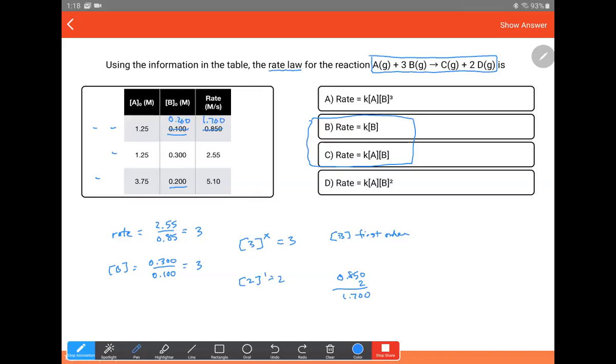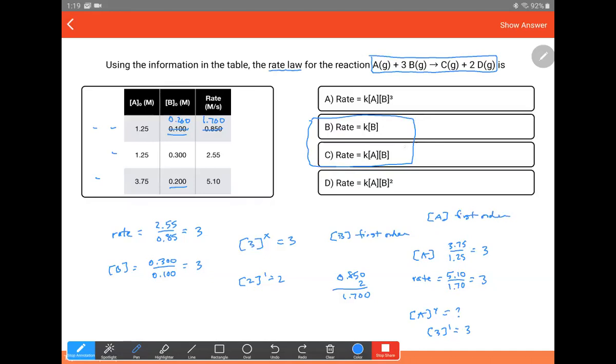So now let's look at A. The concentration of A goes from an initial 1.25 to 3.75, which is a tripling. I always like to put the bigger number on top. And then the rate, 5.10 from what would be a 1.700, and that is a 3. So A equals what? If we put a 3 in there, we raise it to the first power and we get a tripling of the rate. So they're both first order. So A is first order.